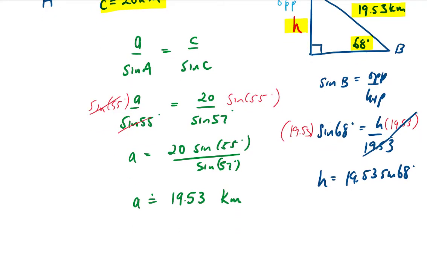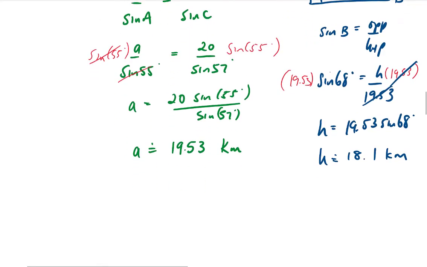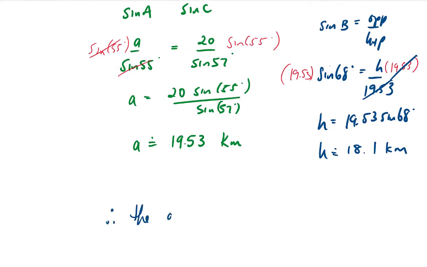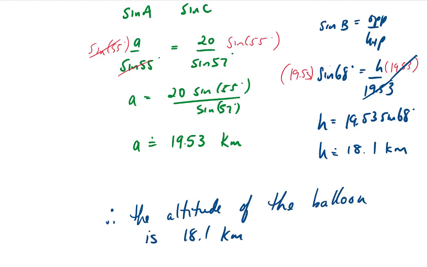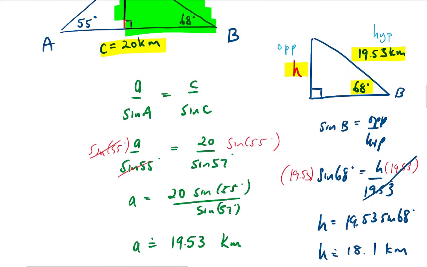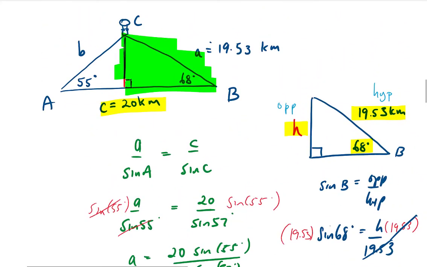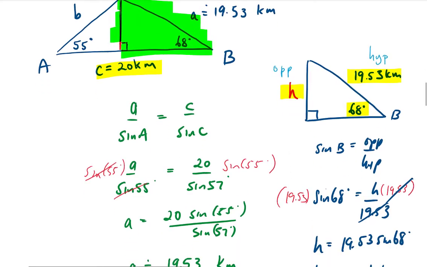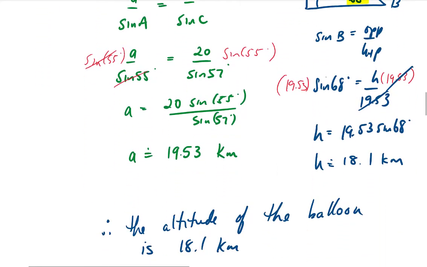Now, using our calculator, if we take 19.53 and multiply it by sine of 68, we find that the height is approximately equal to 18.1 kilometers. So therefore, the altitude of the balloon is 18.1 kilometers. And there's our second problem. We needed to use the sine law to get a side of one of the right triangles, and then use a right triangle to determine the altitude of the weather balloon.